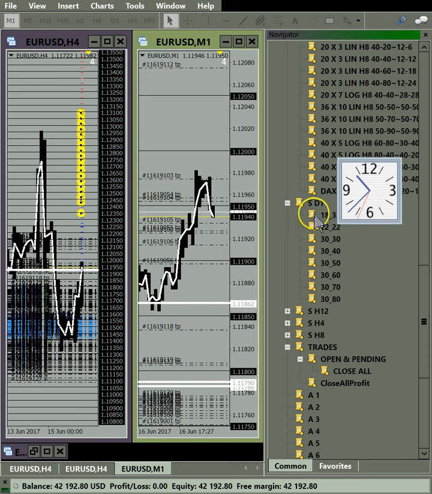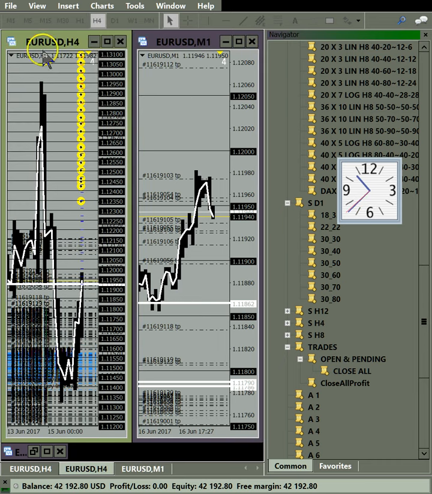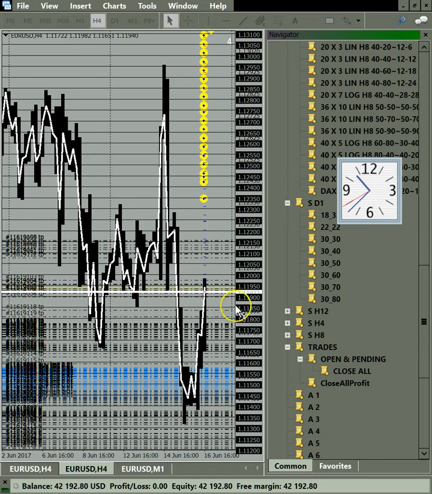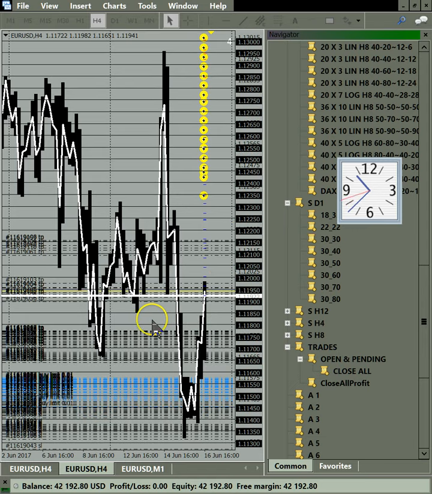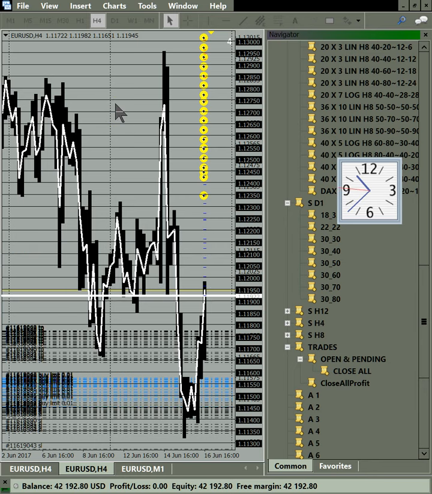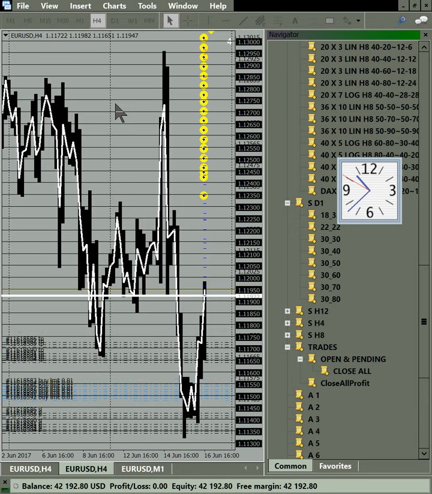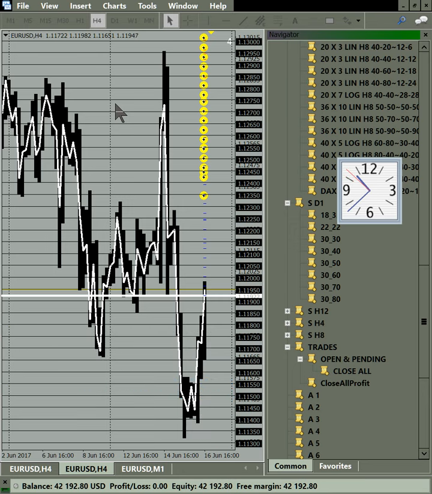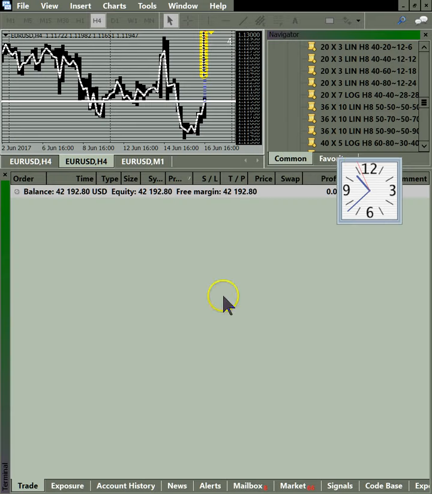So that's it. It's as simple as that. We could see our target was hit on the 4 hour floor. And that's it. You're done for the day. Watch this, delete everything, then close down the platform and start drinking. Okay, there you go. Totally flat, no open pendings, and you're done for the day.